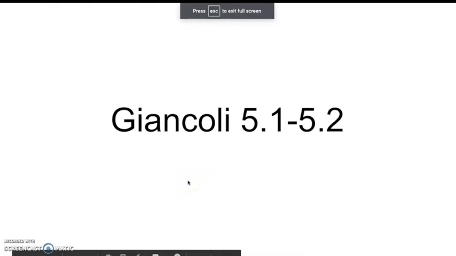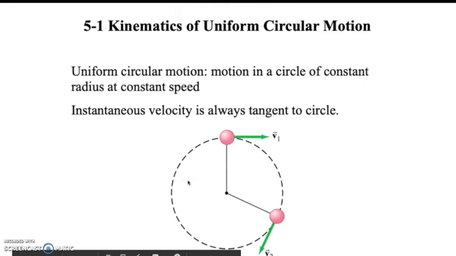Okay, Giancoli 5152. So we'll talk about kinematics of circular motion. So here's uniform circular motion. It's when the motion of an object is in a circle, right? And the radius is constant and the speed is constant. So the speed here is the speed here.